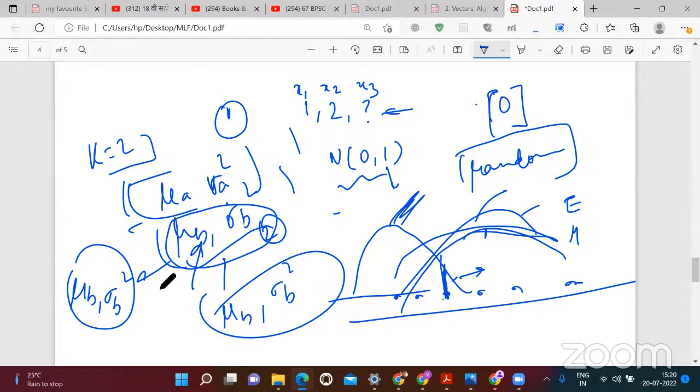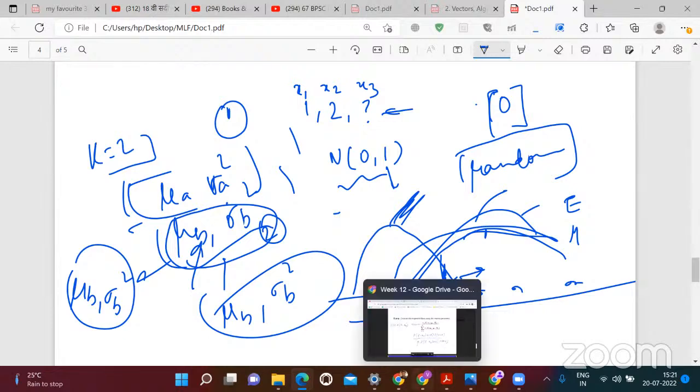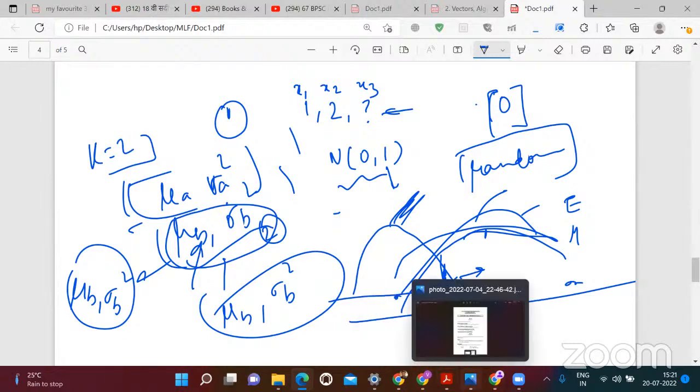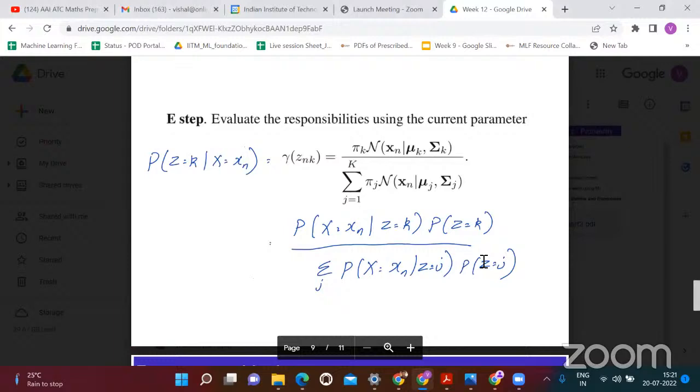Okay, and in the end, we'll see that this will start converging to the original value, and then in the end we'll be able to find the clusters also. This data set belongs to this cluster. Okay, so this is what has been done in this.